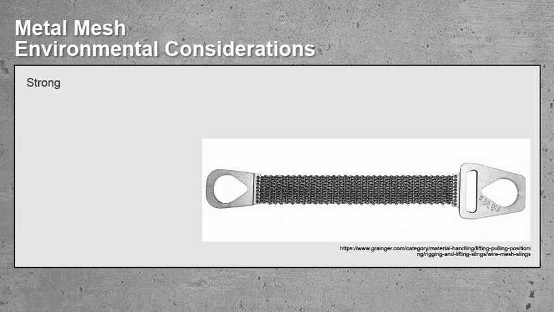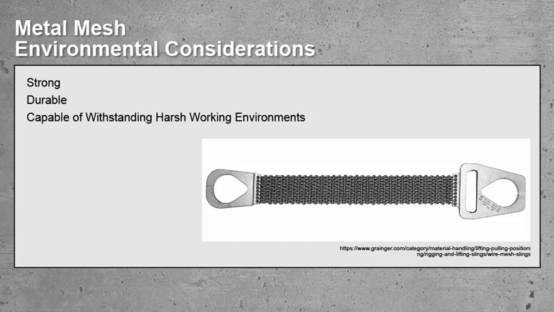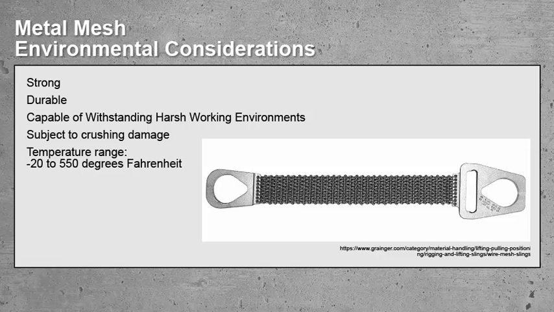Metal mesh slings are strong, durable, and are capable of withstanding harsh working environments, but can be susceptible to crushing damage. They can be used in temperatures from -20 degrees to 550 degrees Fahrenheit, but if there's an elastomer coating on the sling, the range is reduced to 0 to 200 degrees Fahrenheit.